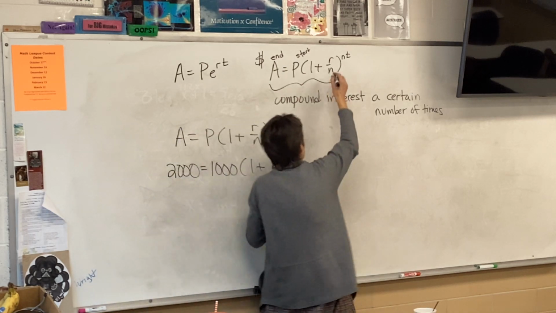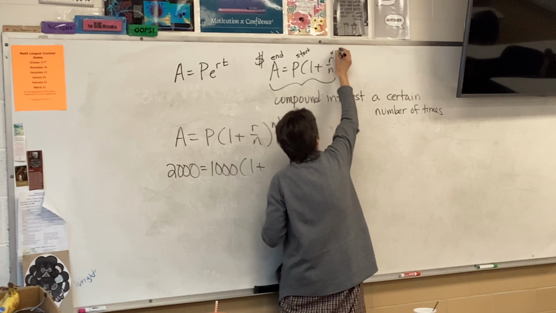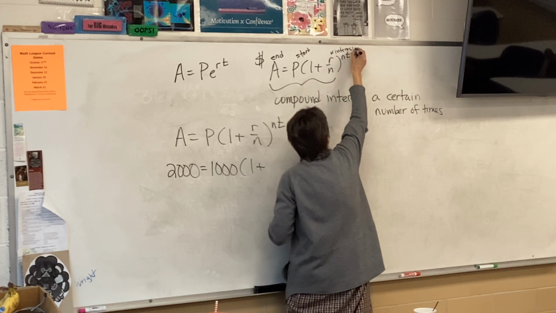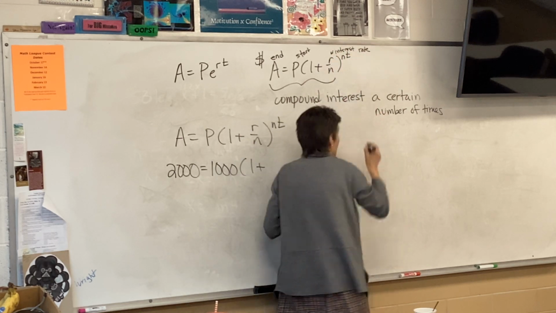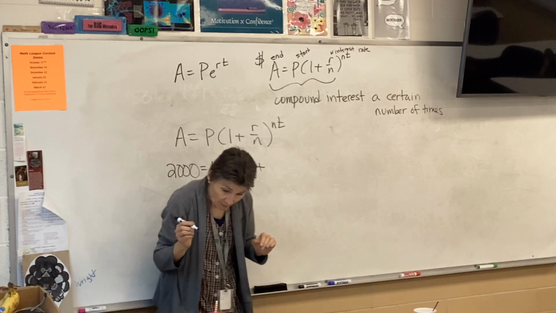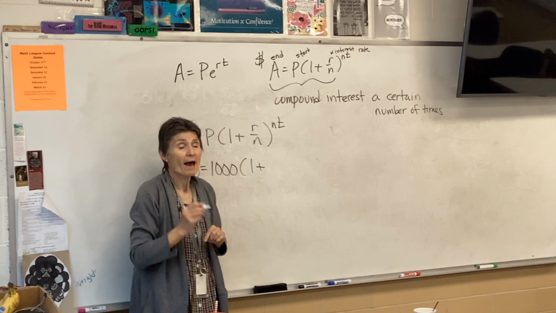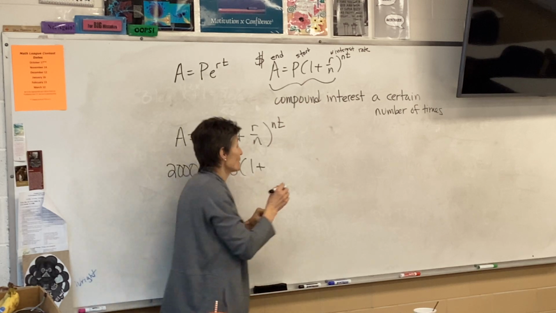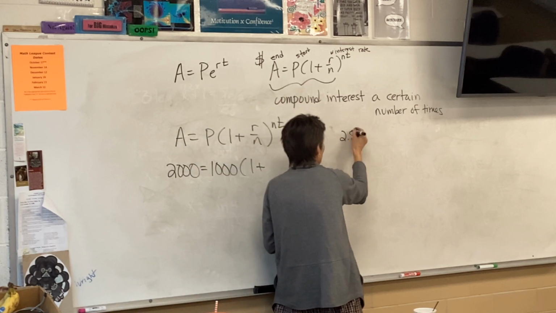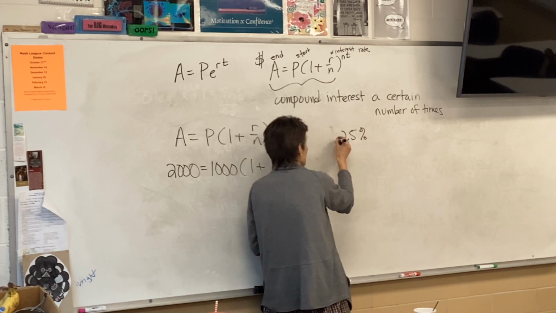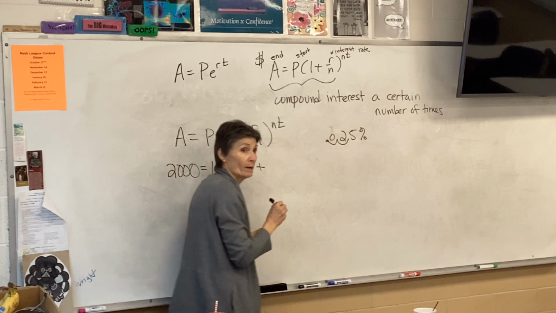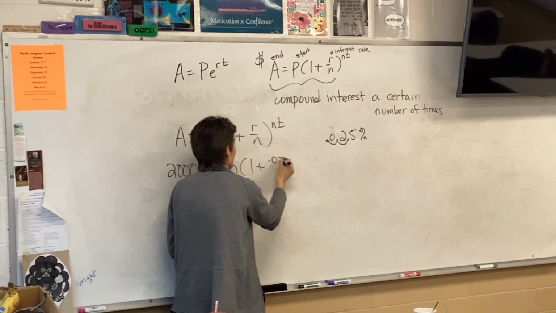R is my interest rate. So what is it? 2.5%. Now, I have to put that in as a decimal. So 2.5%, move it two places, would be 0.025. So 0.025.